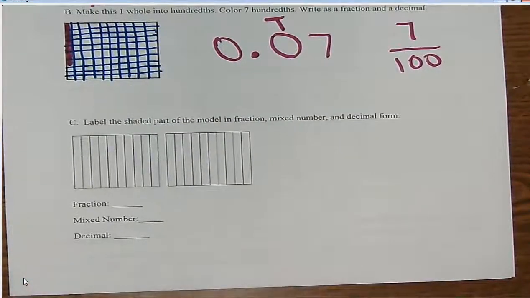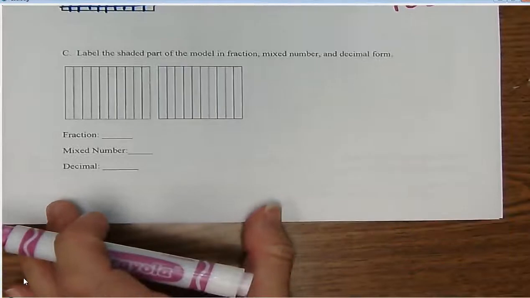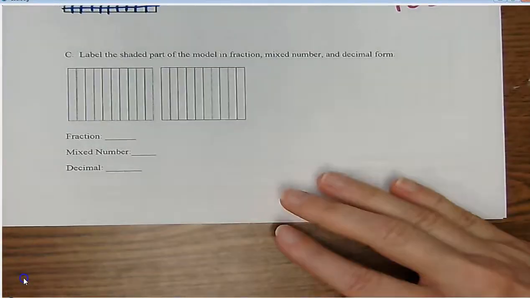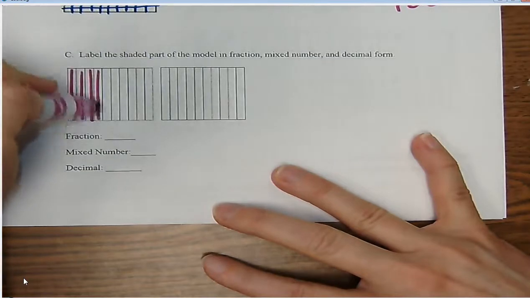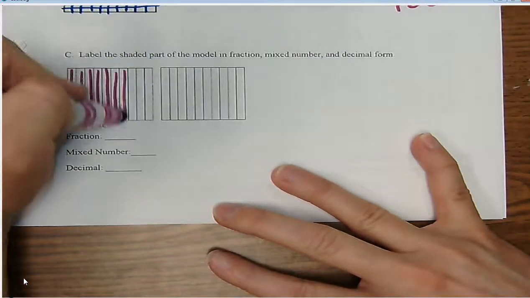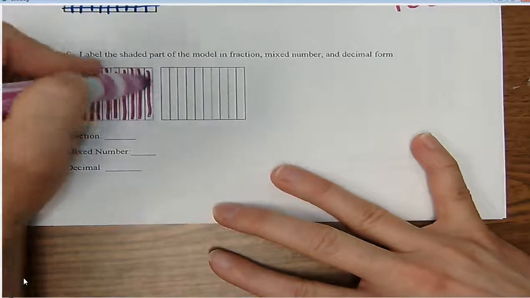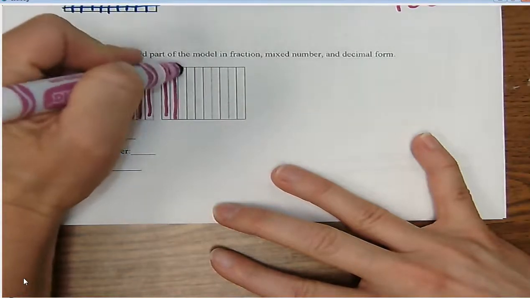Okay, so label the shaded part in fraction, mixed number, and decimal form. Alright, so let's color these in. Let's color this entire square, which would be one whole square. And then there's 5 on this one. It just didn't copy very well.